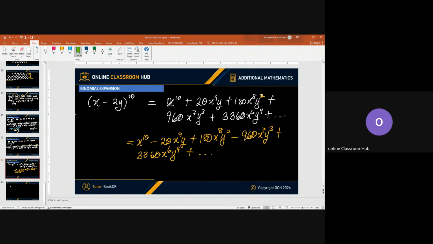Yes. So let me write it at the bottom here with green. X raised to the power 10, so the x was minus 20 x to the power 9 y, minus 180 x to the power 8 y squared, minus 960 x to the power 7 y to the power 3, minus 3,360 x to the power 6 y to the power 4, plus the 3 dots. Okay, so that is Priscilla.